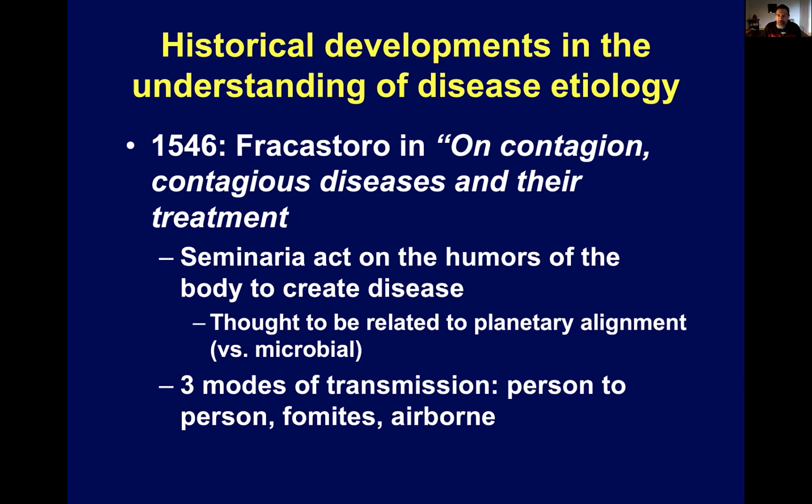Fracastoro was one of the first to hypothesize that infections were spread from person to person by minute invisible seeds or seminaria that were specific for individual diseases. He said that they were self-replicating and acted on the humors of the body to create disease. This was prescient thought, right? But he also was a little bit off by saying that these seminaria were related to planetary alignment and not necessarily microbes that we know they are today.